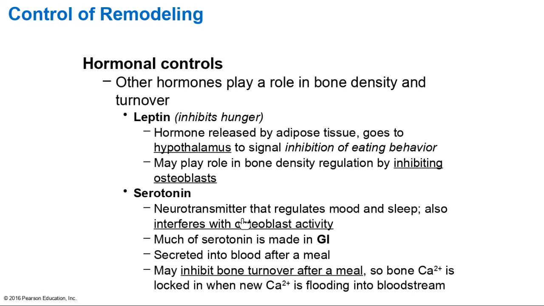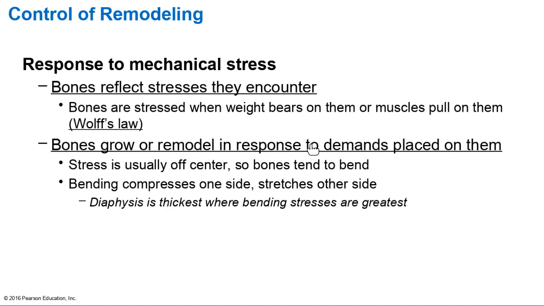So, what is serotonin going to do at the level of bone? It also, like leptin, is going to interfere with osteoblast activity. Basically, it's going to help inhibit bone turnover after a meal. So, again, a little bit similar to leptin's effect on the bone, the bone is just going to be locked in, and we're not going to do any more bone deposition. So it has a similar effect as leptin. So be familiar with those two. What's going on with those two?